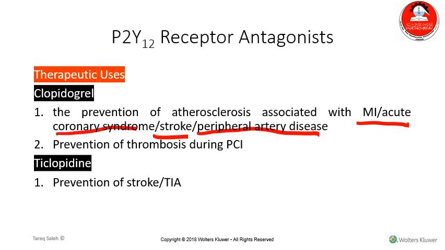It is also indicated for use in the prophylaxis of thrombotic events in acute coronary syndrome, whether it was unstable angina or non-ST elevation. And it is used to prevent thrombotic events associated with percutaneous coronary intervention, PCI. Percutaneous coronary intervention means in Arabic قسطرة. So clopidogrel is used to reduce the risk of thrombosis that accompanies PCI أو عمليات القسطرة.